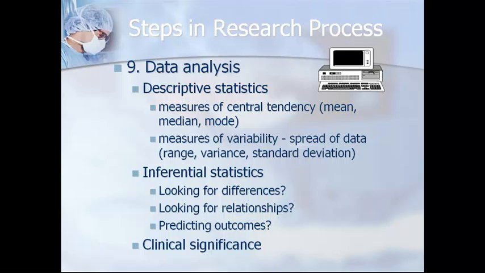Inferential statistics are more complicated. For differences, an example is t-tests and chi-squared. For relationships, an example is Pearson's correlation. And for outcomes, an example is regression analysis, factor analysis, or path analysis. And then clinical significance. Probability is less than 5%. This is an acceptable level of significance. It means that the probability of findings being caused by chance alone is less than 5%. And so that's okay for research.